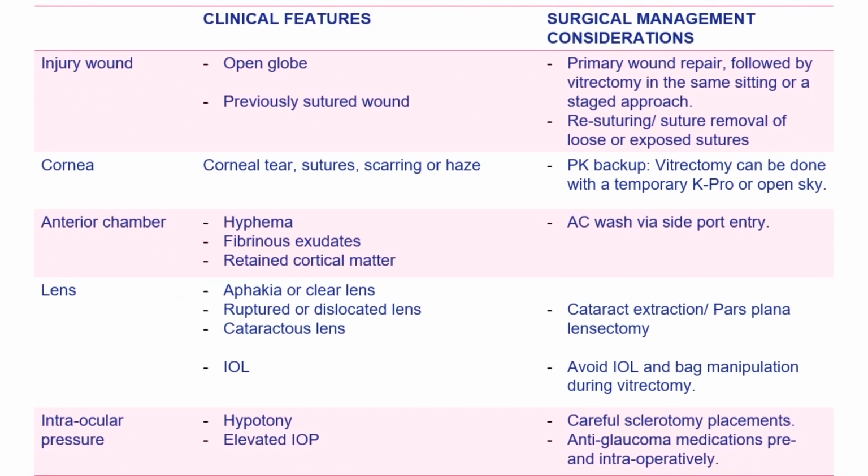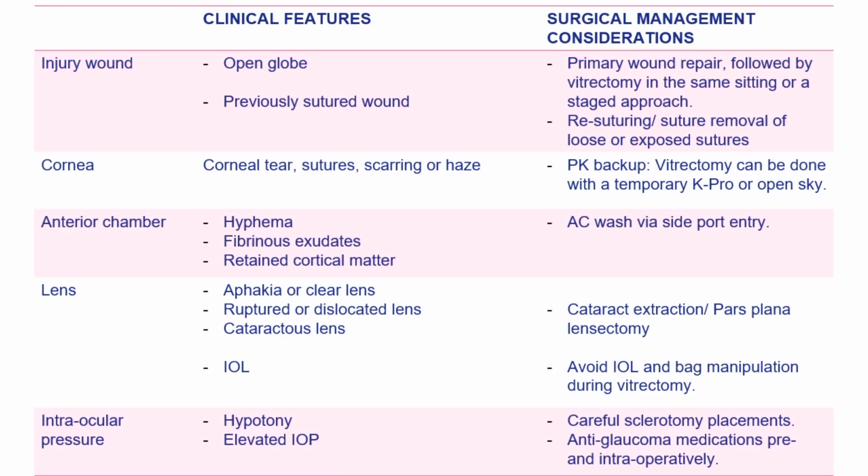So again, these are the clinical features that we would expect in a case of post-traumatic endophthalmitis and the surgical considerations we would have to make. First is to check the injury wound, whether the wound is open or it is a previously sutured wound. In case the wound is open, either a primary wound repair and vitrectomy can be done in the same sitting, or a wound repair followed by vitrectomy in a staged approach. If it's a previously sutured wound, it might need resuturing or removal of loose or exposed sutures.